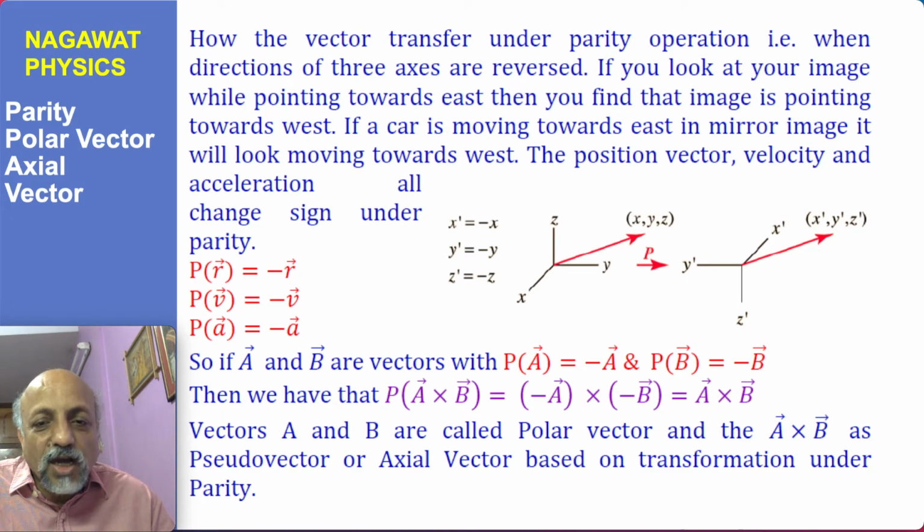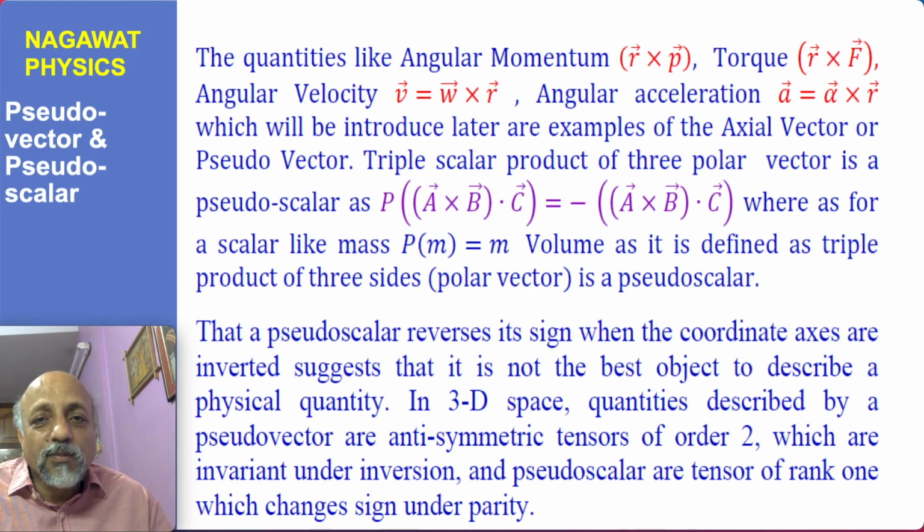Such vectors are called the axial vectors or pseudo vectors. They are not in the true sense vectors, but are tensors of rank 2, antisymmetric tensors of rank 2, which will be explained later. So I will not deliberate upon that, but I wish to point out here that there are many quantities which we will be using and defining shortly, which are axial vectors and not polar vectors.